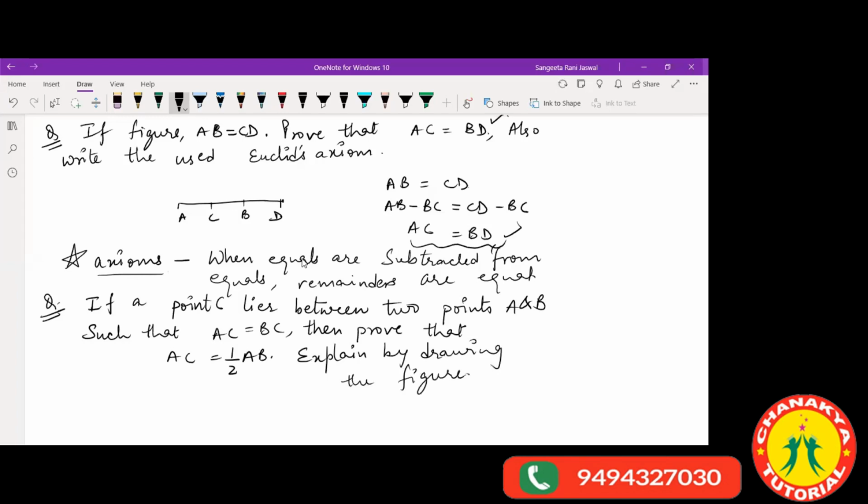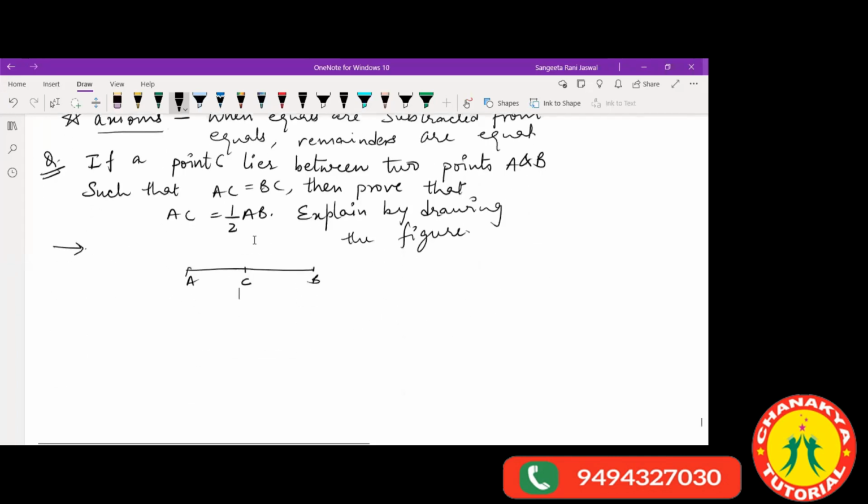Okay. Although it is not written that you have to tell the axiom, it is mandatory that you should tell the axiom. In such questions, you should always state the axiom or the postulate which is followed. If a point C lies between 2 points A and B, okay, let's draw a line AB, A to B, and a point C lies between these 2 points. Then prove that AC is half of AB. Now we have to prove that AC is half of this AB line. How will we do that?